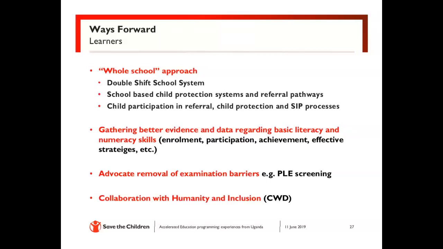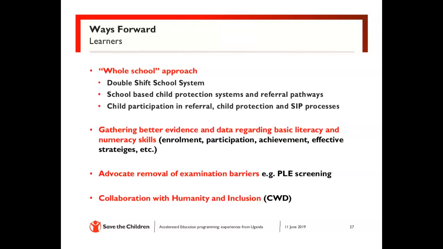We've also been supporting both the AEP and the hosting primary schools to have school-based child protection systems and referral pathways. What we were finding is that some of the AEPs were tending to be more protective and more supportive of learners than the hosting primary schools were, and this was creating a discrepancy between the two. So we're really working within consortiums to see that this is addressed within the whole school approach.